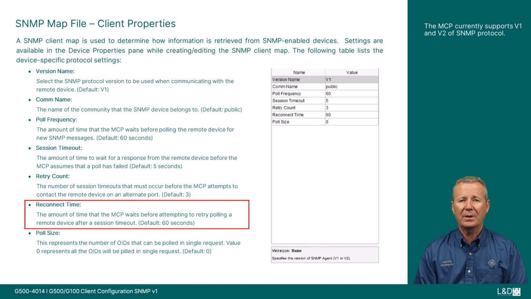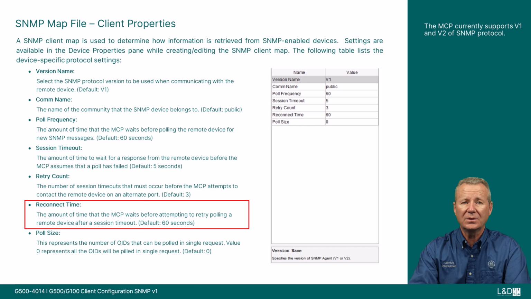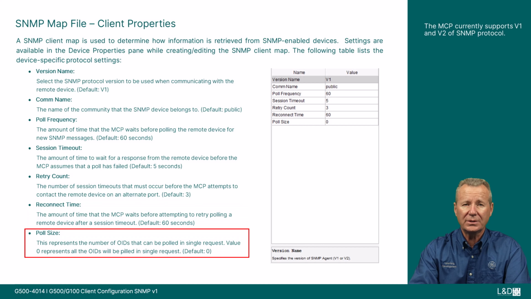Reconnect time: the amount of time that the MCP waits before attempting to retry polling a remote device after a session timeout. The range is from 10 to 3600 seconds, and the default reconnect time is 60 seconds. Poll size: this represents the number of OIDs that can be polled in a single request. A value of 0 represents all the OIDs that will be polled in a single request. The range is from 0 to 32,767, and the default poll size is 0.